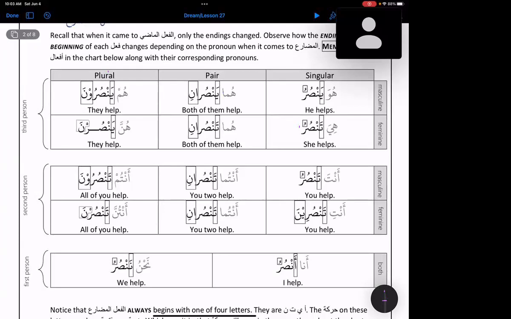Antum tatakabbaruna. No, you keep changing this middle root sound. Keep this ba with fatha. So tatakabbaruna. Antum tatakabbaruna. Anti tatakabbarina. No, not u. Tatakabbarina. Antuma tatakabbarani. Antunna tatakabbarna. Ana atakabbaru. Nahnu natakabbaru.